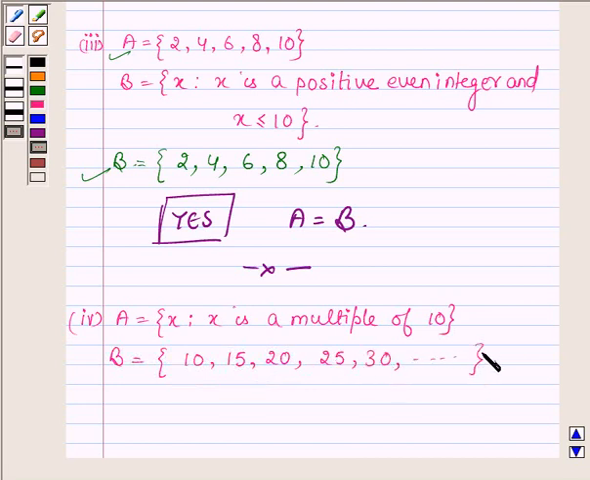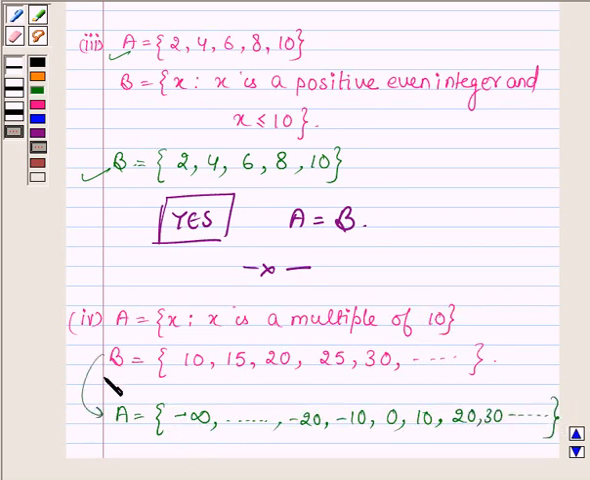Now, first, let us write the elements in the set A. Now, A contains all those elements x such that x is a multiple of 10. So, there are many multiples of 10. That is, when any number multiplied with 10 results in a multiple of 10. So, starting from minus infinity, and we have minus 20, minus 10, 0. 0 we get on multiplying 10 with 0. Then we have 10, which we get on multiplying 10 with 1. Then 20, then 30, and so on up to infinity.